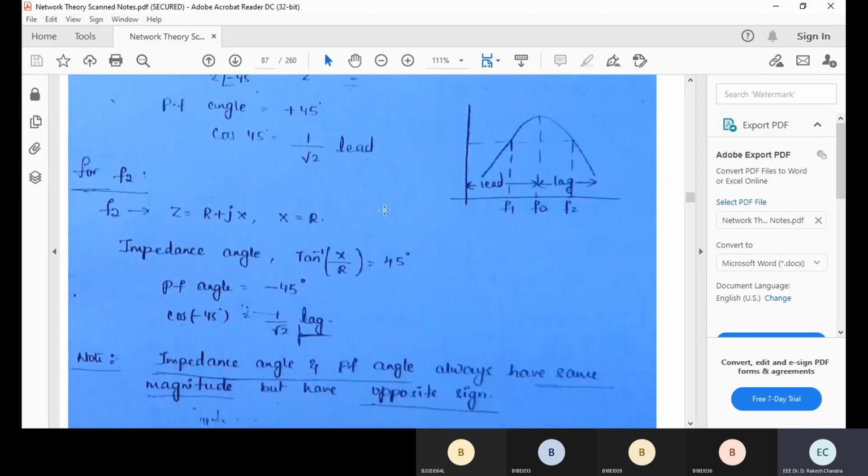So this is the leading case. Why is it leading? Below the cut-in frequency, it is capacitive in nature. We have seen in the beginning why it is capacitive. So the power factor must be leading power factor. So below resonant frequency or cut-in frequency, the power factor is the leading power factor. After cut-in or resonant frequency, the power factor is the lagging power factor.